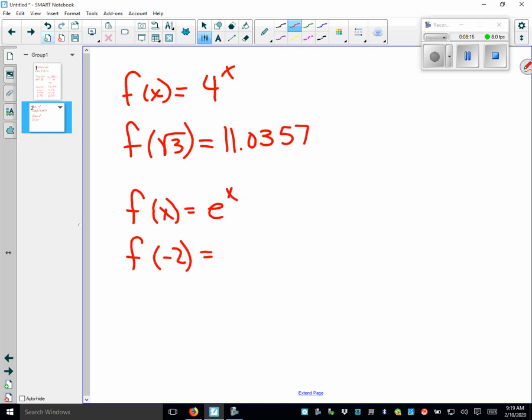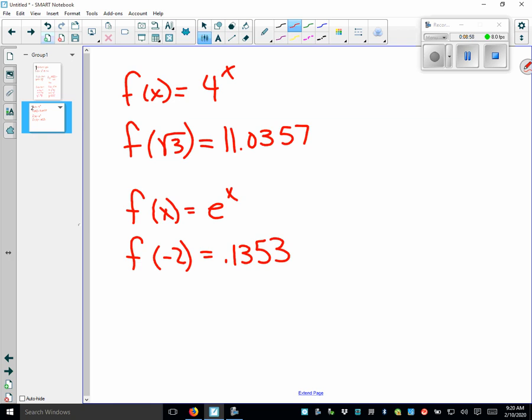Same thing. Round to 4 decimal places. What did you all get? 0.13... Everybody okay with how to do those? Those should be some easy points, shouldn't they? Easy.